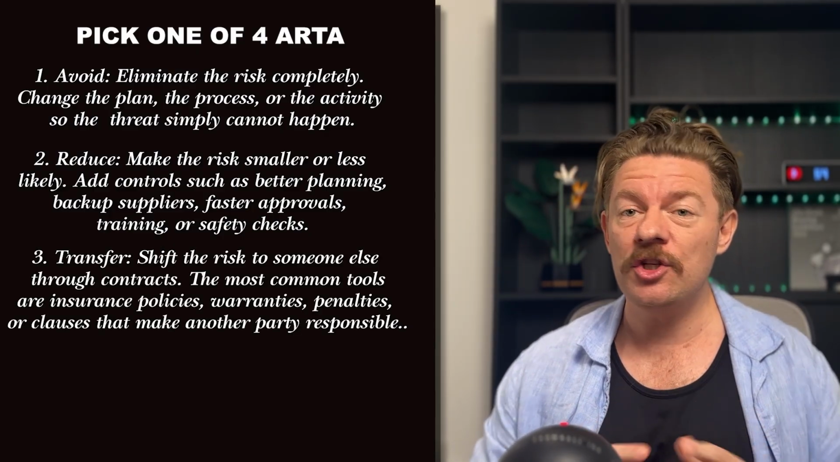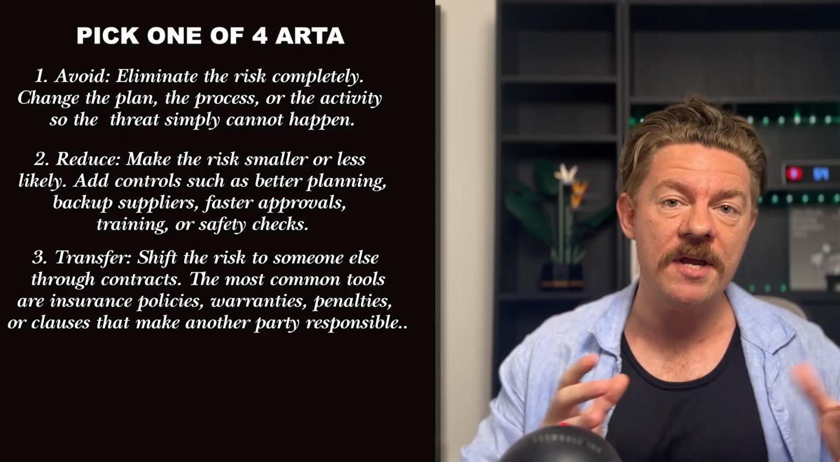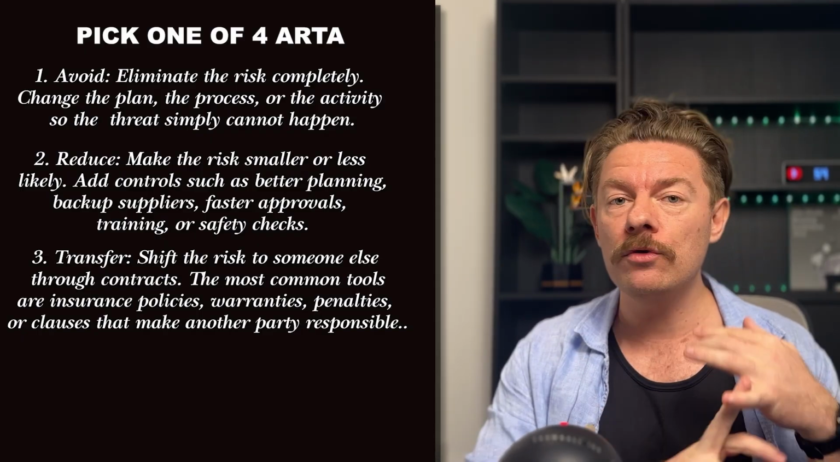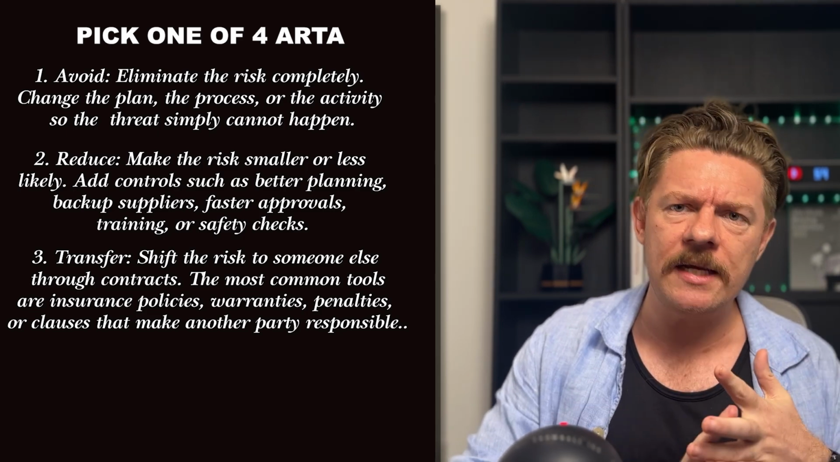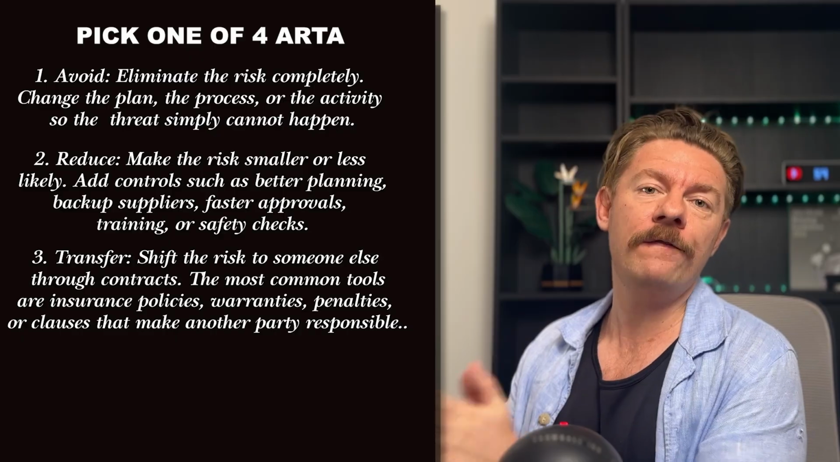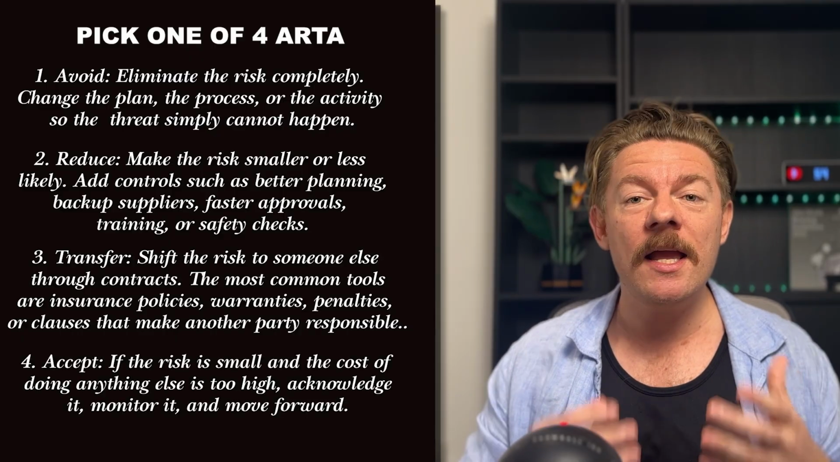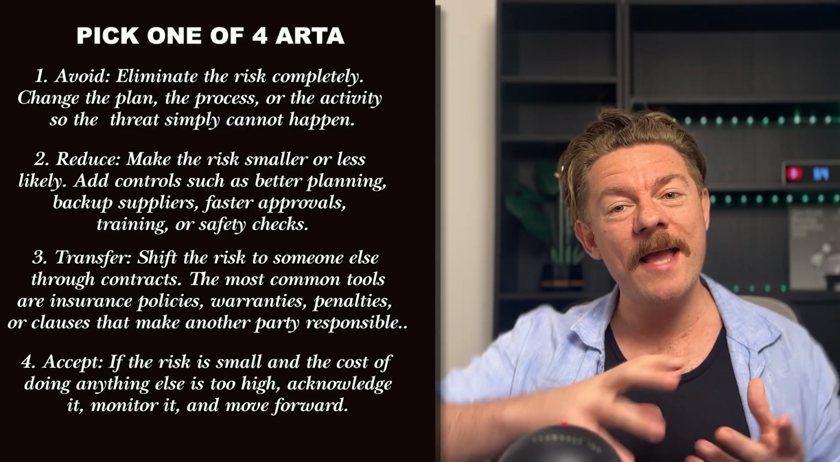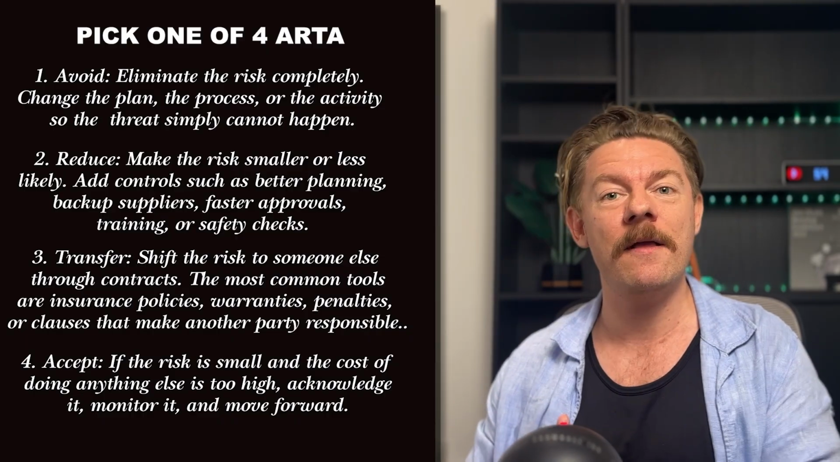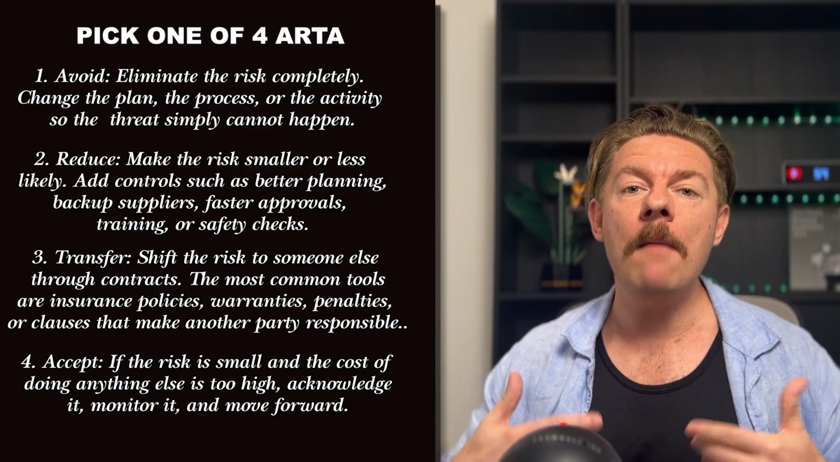T is transfer. Just simply shift the risk to somebody else. So that's what contracts are mainly for. The most common tools are insurance policies, warranties, penalties, or clauses within contracts that make another party responsible for failure. A is accept the risk. If the risk is small and the cost of doing anything about it outweighs the cost it would cost you to reduce it, acknowledge it, monitor it, and move forward.